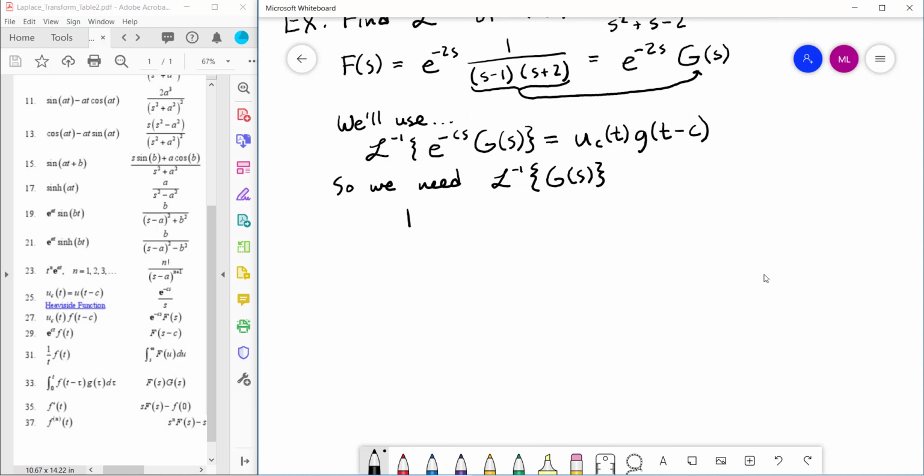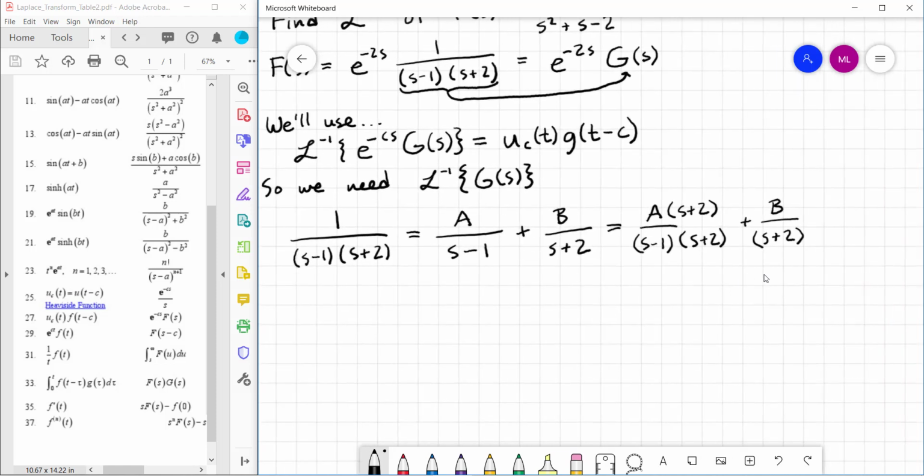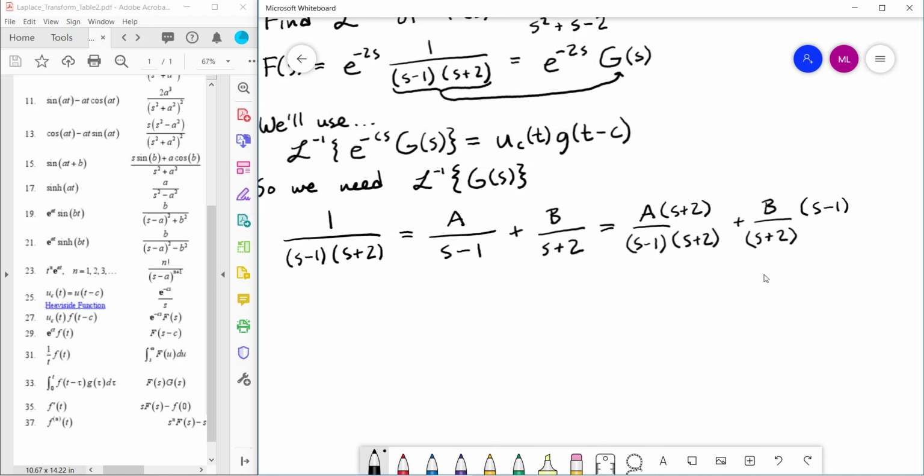Well, we do our normal math. We say, okay, let's do our partial fractions. I have 1 over s minus 1, s plus 2. I want to rewrite that using partial fractions. I'm going to get A over s minus 1 plus B over s plus 2. If we were to find a common denominator, we'd get A times s plus 2 over s minus 1 times s plus 2, plus the B over s plus 2 term gets multiplied top and bottom by s minus 1.